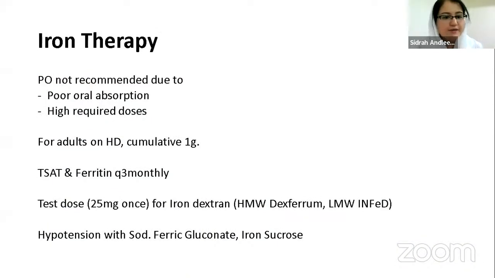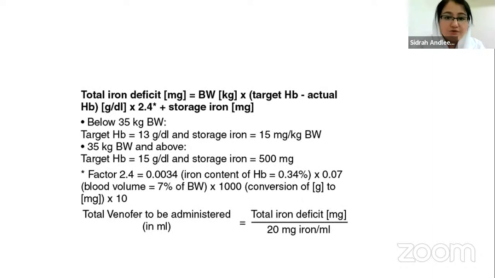So the iron therapy usually is not recommended. Specifically, the oral iron therapy is not usually recommended because of the poor oral absorption. There is severe nausea, anorexia. They're usually not recommended. And this is the formula for parenteral calculation of the iron.